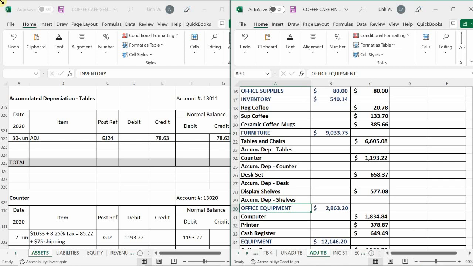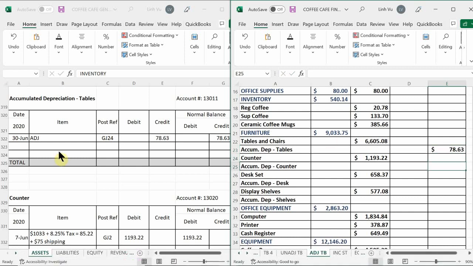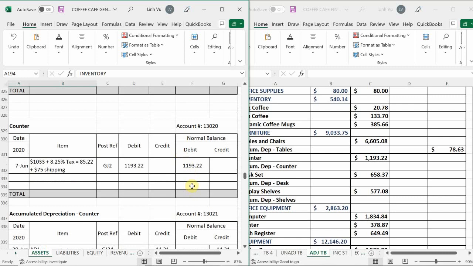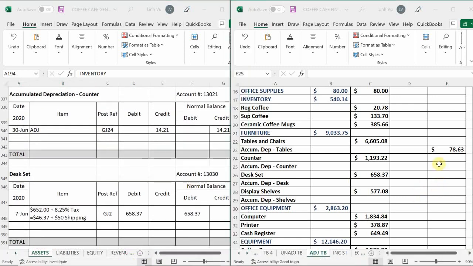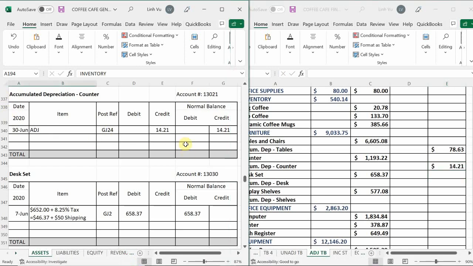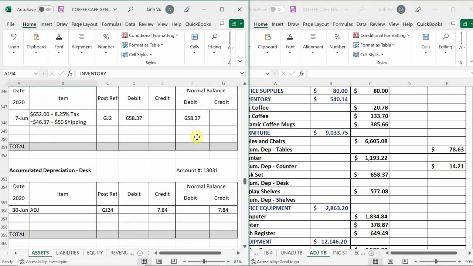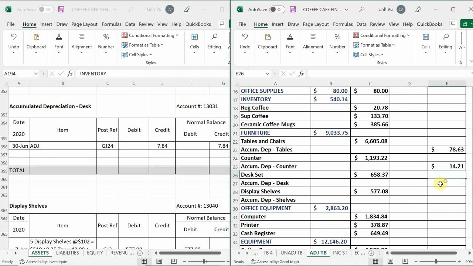So in this case, the table, I depreciated it for $78.63. Okay? For my counter, because the counter is still at $11.93.22, I depreciated it for $14.21, okay, on the credit side. My desk is still at $58.37, but I depreciated it for $7.84.